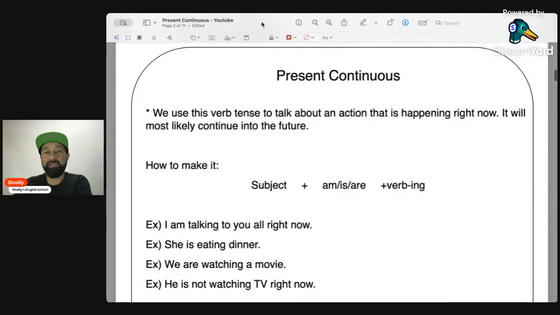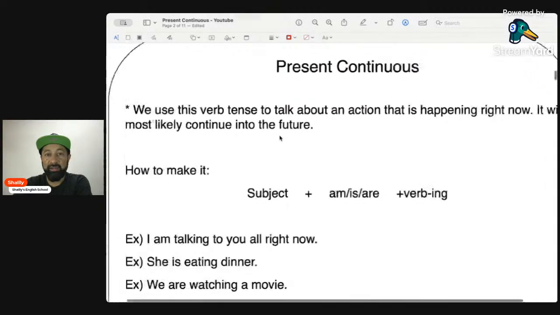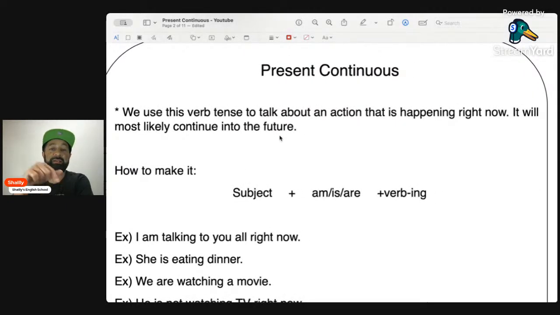Well, basically, I've got it written right here. Let me just zoom in for everybody. We will use present continuous to talk about any action that is happening right now. Any action that is happening right now. And this action that is happening now will most likely continue into the future.